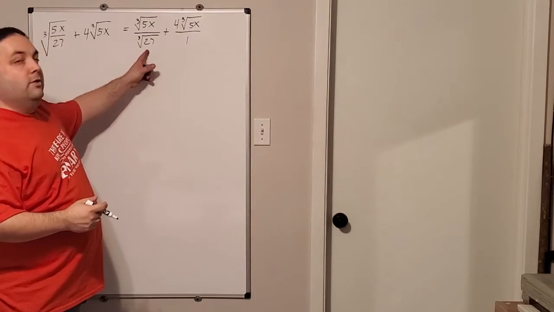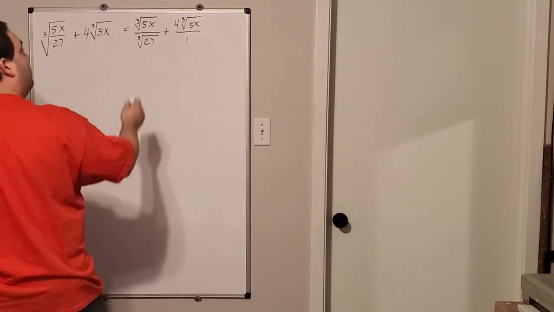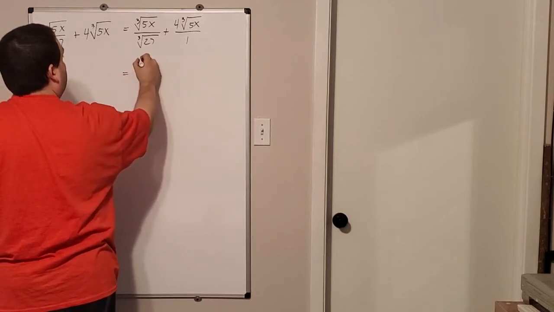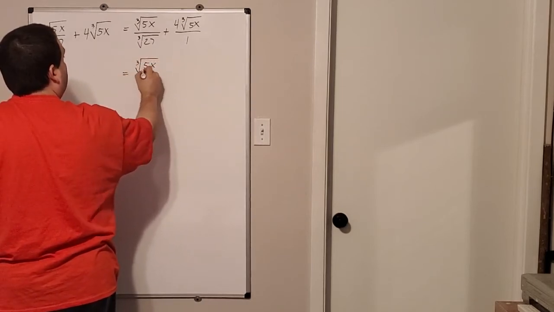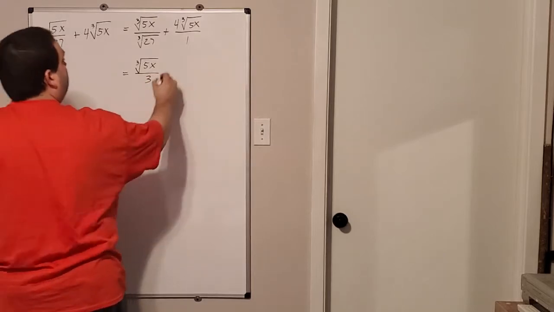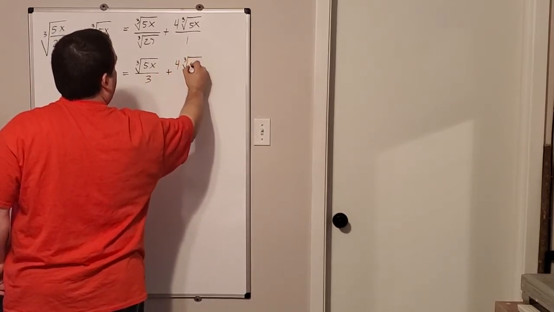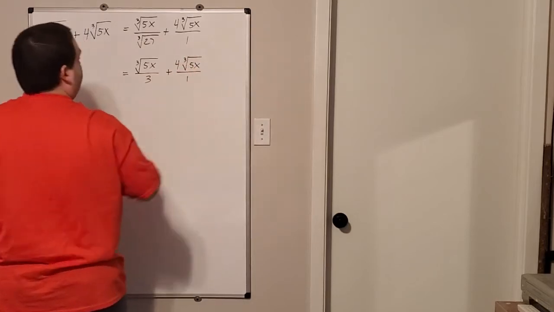Third root of 27, look at your third power list, right? What number multiplies 3 times to get 27? That's 3. And I still have 4 third root of 5x over 1.